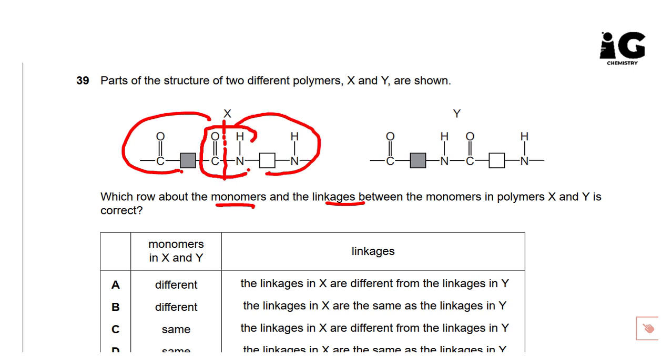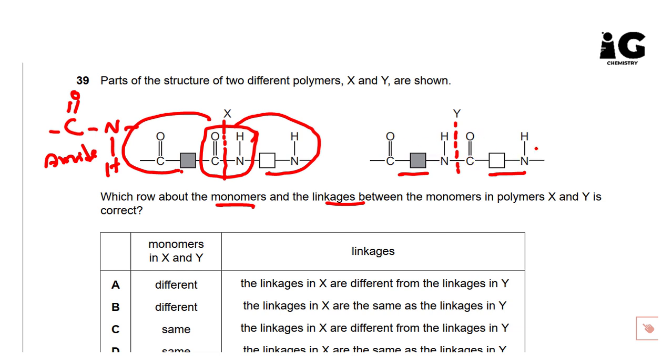So the link here is C double O, and then we have NH. So guys, you remember this is called an amide link. So this is an amide link between them and we have 2 different monomers. And here in Y, also we have 2 different monomers. This is one monomer and this is another. You see guys, the monomer is repeated. C double O NH and here C double O NH.